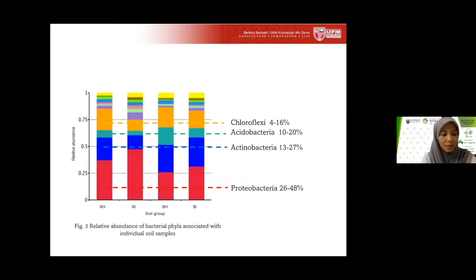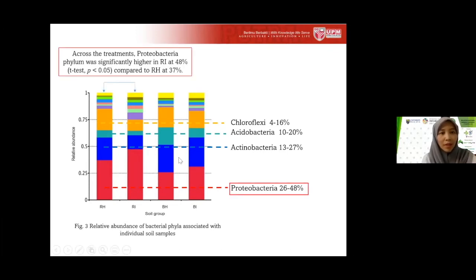So bacterial sequences of healthy and infected rhizosphere and bulk soils were assigned at phyla level, with Proteobacteria, Actinobacteria, Acidobacteria, and Chloroflexi as the major phyla associated with all soil samples. And Proteobacteria was the dominant phylum in all soil samples, representing 26 to 48% of the bacterial DNA sequences. And across the treatments, Proteobacteria was significantly higher in the infected rhizosphere compared to the healthy rhizosphere.